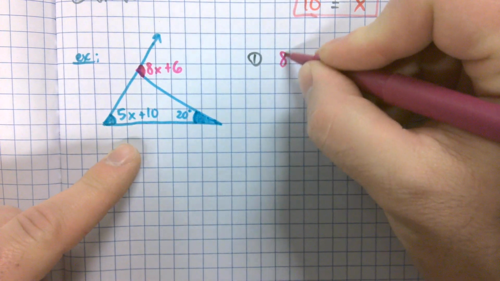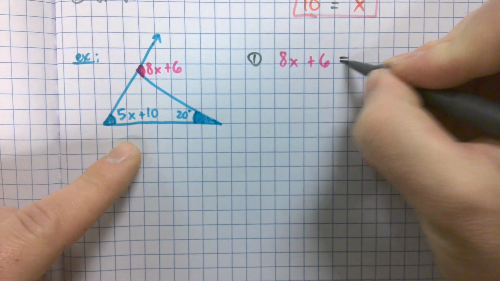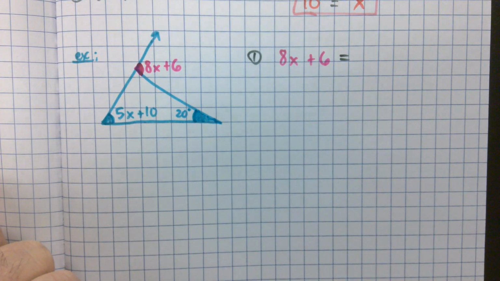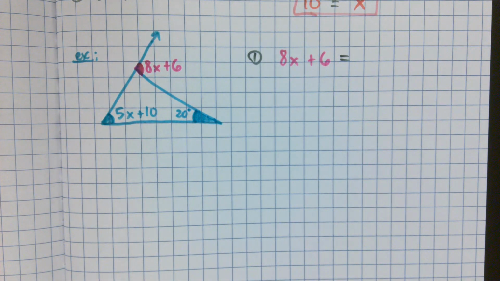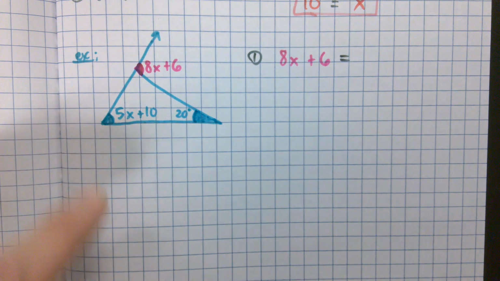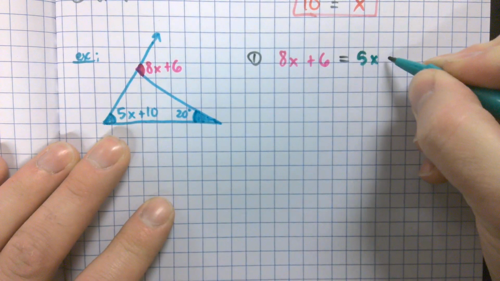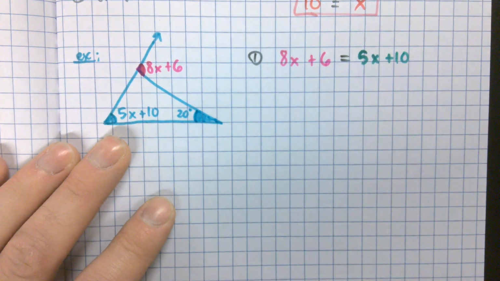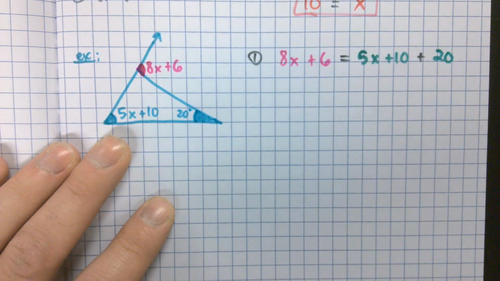So let's do step one. We'll set it up. 8x plus 6 equals 180. Oh, no. I gotta add my remote interior angles. What's one of my remote interior angles? 5x plus 10. 5x plus 10 plus, what's my other remote interior angle? 20.